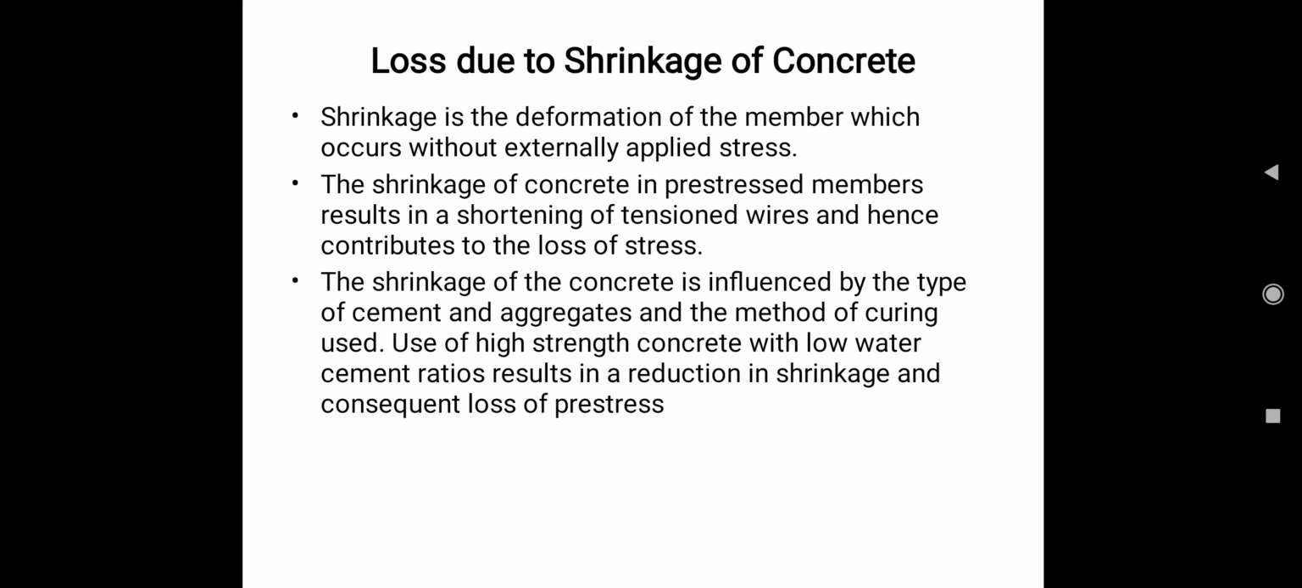Contraction of concrete due to shrinkage gives rise to equal contraction of the tension in steel. So whenever the concrete shrinks, that is, whenever the length of a concrete member decreases, simultaneously the length of tensioned steel reduces. Therefore, there is a loss of prestressing force which is applied to the steel.